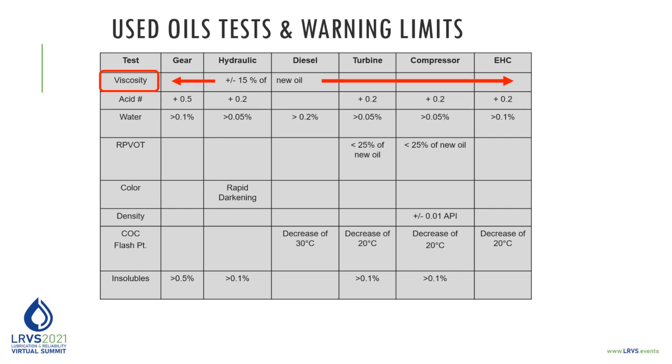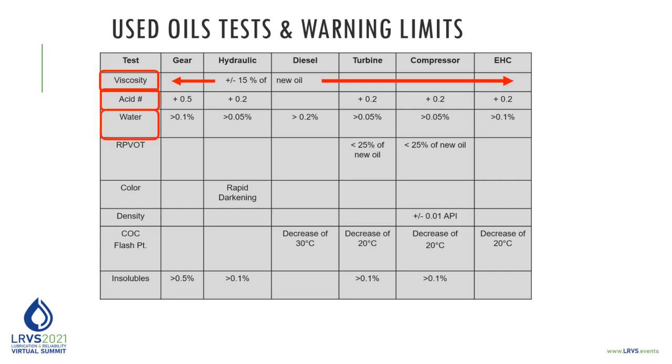Now, typical warning limits for viscosity would be a plus or minus percent off a new oil. That's a good place to start. For acid numbers, well, gear oil, if you have an increase of your acid number, 0.5 and up, that's alarming. Hydraulics, turbines and compressors, EHC is a lot more sensitive.